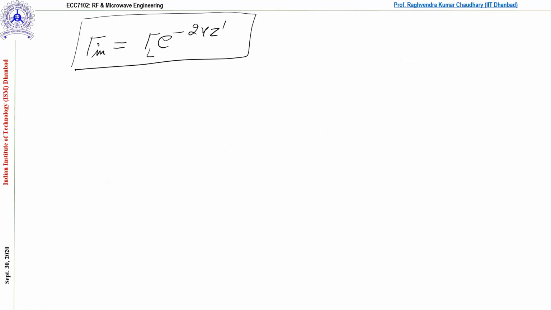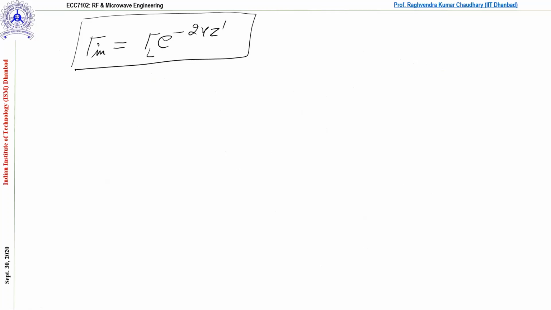If you solve this, gamma in will be gamma L e to the power minus 2 gamma z dash. Fine. So this is one thing we got. Sorry, this is gamma L. Okay. So now we have our relation. You can see here. Correct. Now let us try to analyze this.